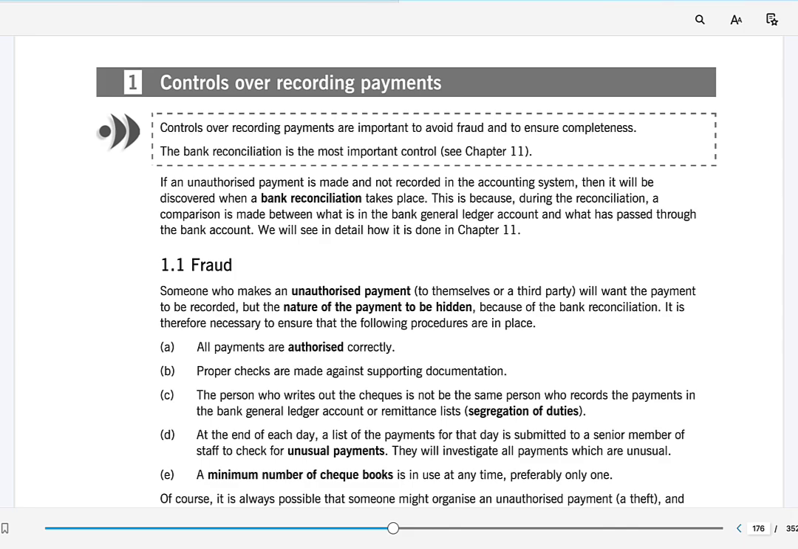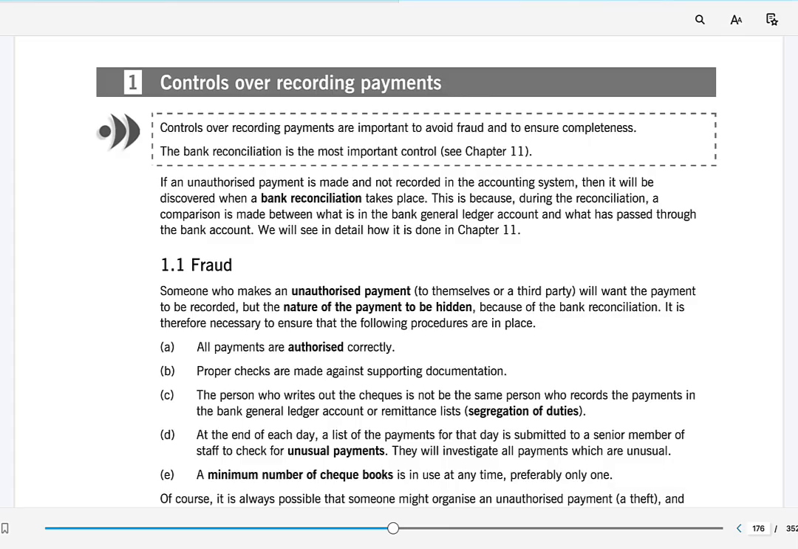Example 4. Payment made but not recorded. A payment goes through the bank, but it was not posted into the ledger. How do controls prevent this? The bank reconciliation will identify it, because the bank statement shows the payment, but the ledger does not.